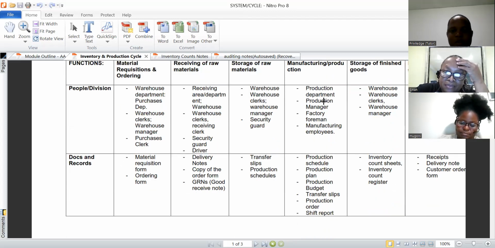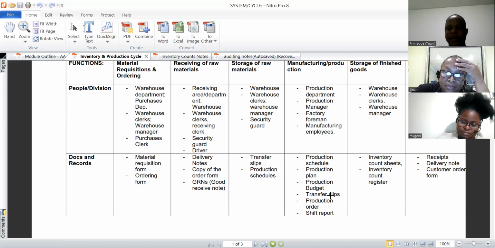Then we've got documents used and records. Essentially, you'll see production schedules, which give us an outline of what quantities of goods they are producing and what type of goods they are producing at a particular specified period of time. Maybe it can be weekly, monthly, or quarterly. That's a production schedule. Depending on the specified period, it says this is the amount of inventory they are producing and the type of inventory they are producing as well.